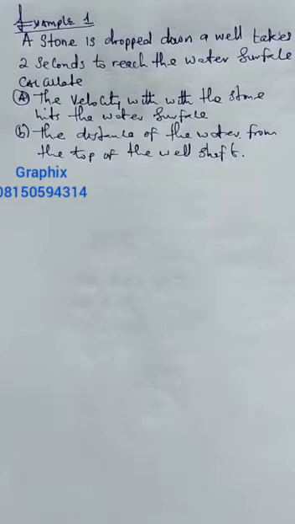Today we'll be taking an example on question of motion. Now if you read this question, it's saying a stone is dropped down a well. It takes 2 seconds to reach the water surface. Calculate A, the velocity with which the stone hits the water surface. B, the distance of the water from the top of the well shaft.